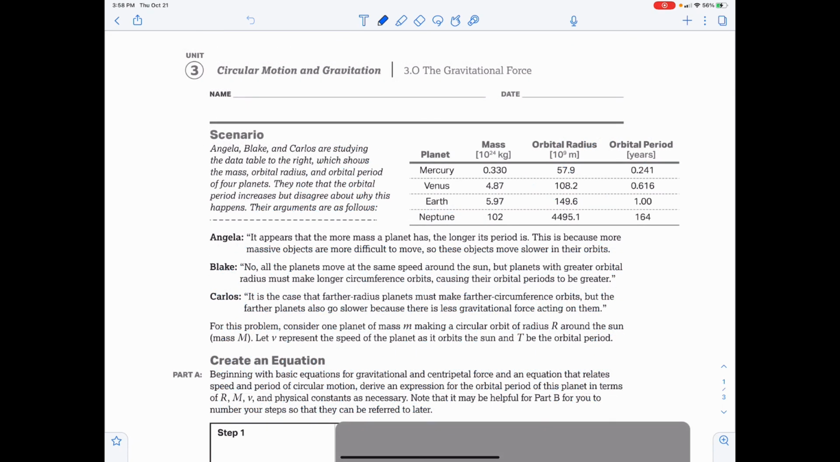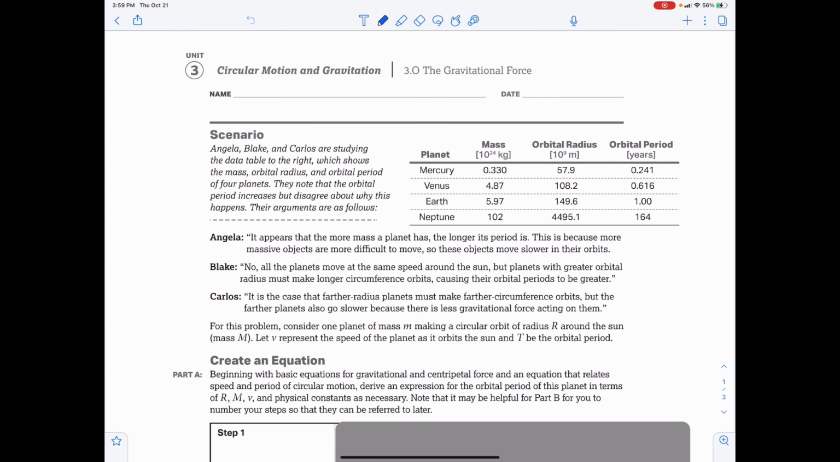AP Physics 1 Workbook, Unit 3, Circular Motion and Gravitation. Activity O, the gravitational force. Please read the scenario along with me. Angela, Blake, and Carlos are studying the data table to the right, which shows the mass, orbital radius, and orbital period of 4 planets. They note that the orbital period increases, but disagree about why this happens. Their arguments are as follows.